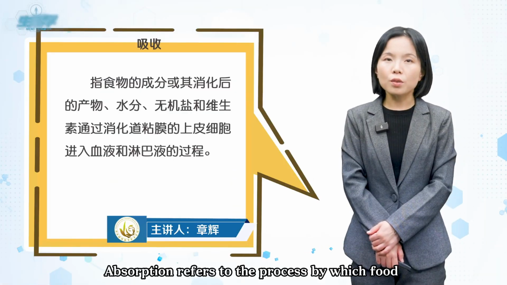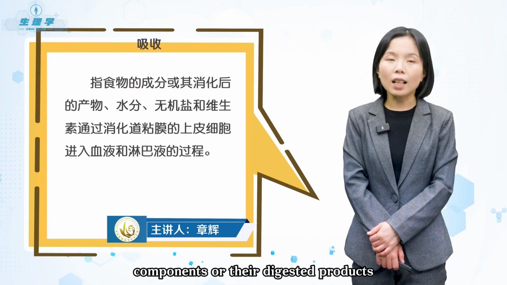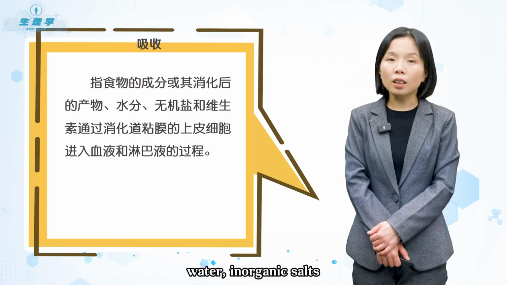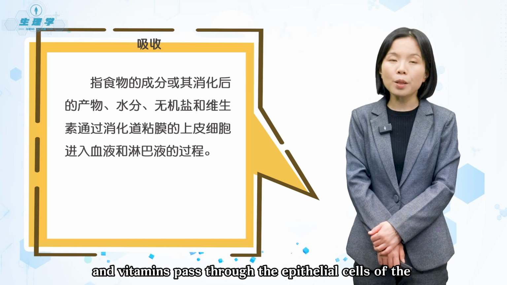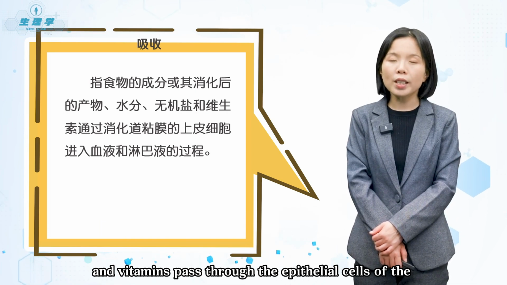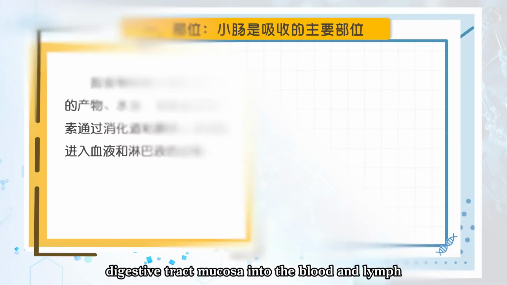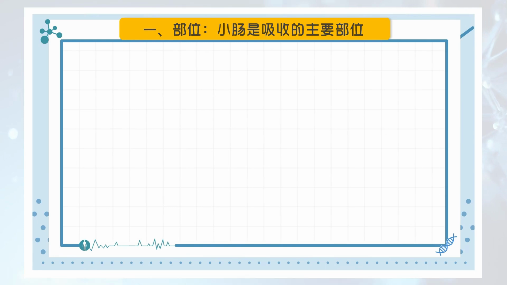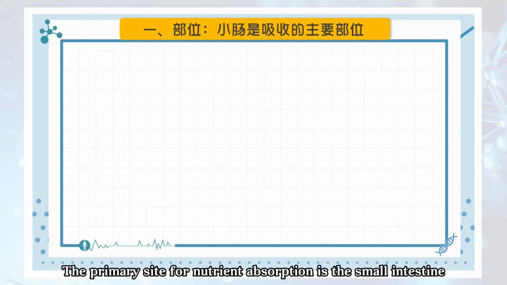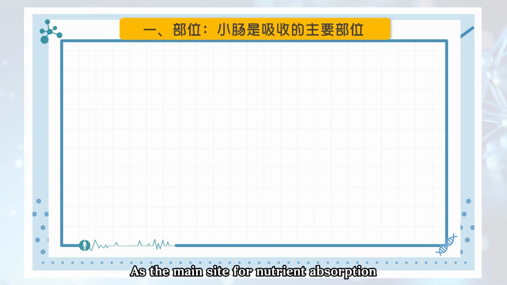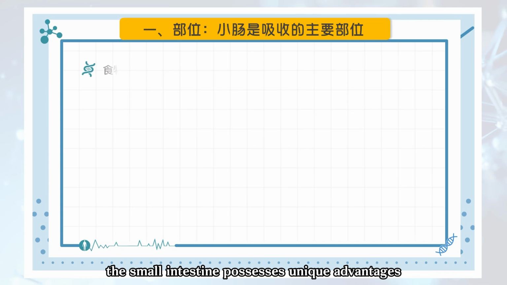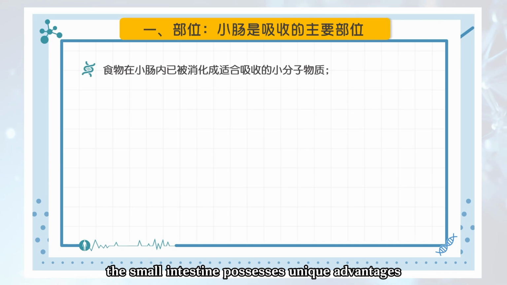Absorption refers to the process by which food components or their digested products, water, inorganic salts, and vitamins pass through the epithelial cells of the digestive tract mucosa into the blood and lymph. The primary site for nutrient absorption is the small intestine. As the main site for nutrient absorption, the small intestine possesses unique advantages.